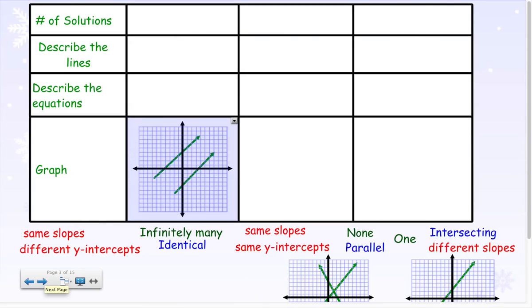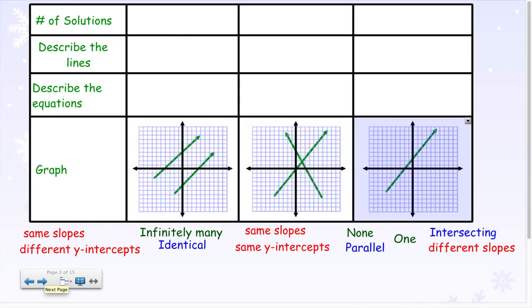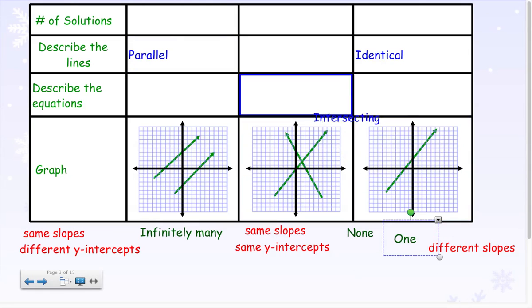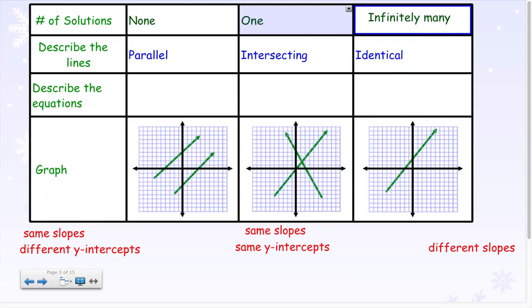So we have parallel lines, intersecting lines, and identical lines. So I'll bring those three terms up into the describing the lines: identical, parallel, and intersecting. Parallel lines never touch one another, so they have no solutions. Intersecting lines cross each other once, so there's one solution. And identical lines touch each other an infinite number of times, so it's infinitely many.